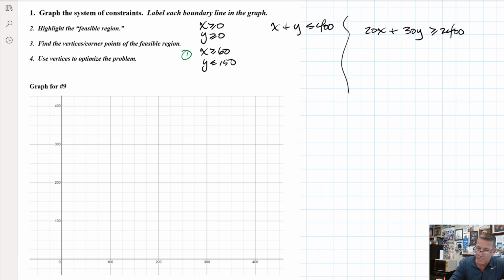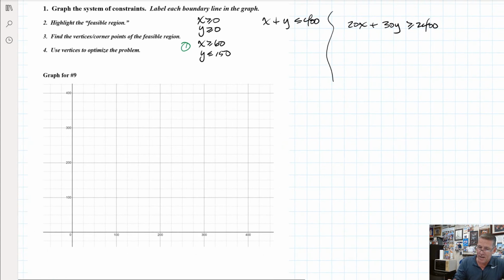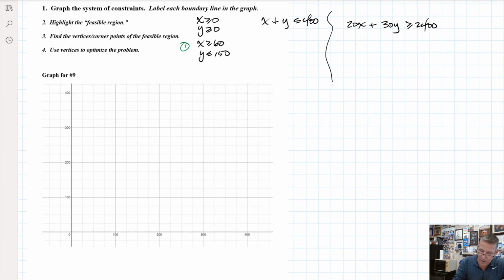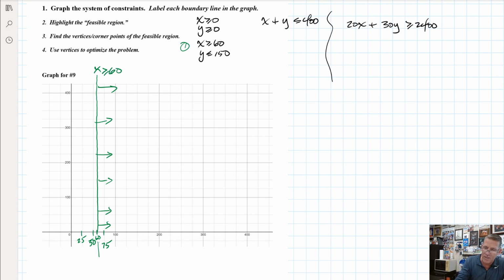So first one, x is greater than or equal to 60. So you got to find 60 on the x-axis. So let me see. Half of 100 is 50. So it goes 25, 50, 75. So 60 is right about here. And so all x values that are greater than or equal to 60 lie to the right of this vertical line. So let's sketch this. So this is x greater than or equal to 60.